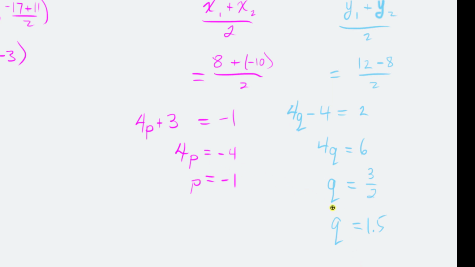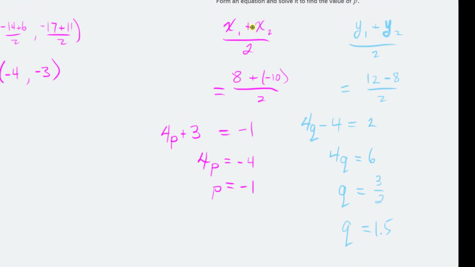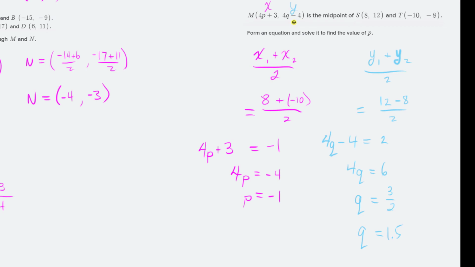And so I found the value for P and the value of Q because I know the equations for a general midpoint, even though they gave me little linear equations inside this midpoint. And so now I know my P and I know my Q.